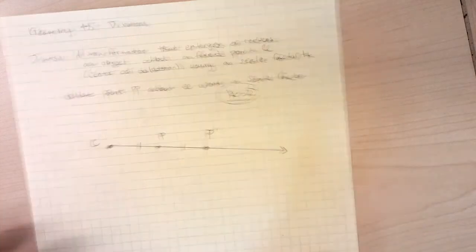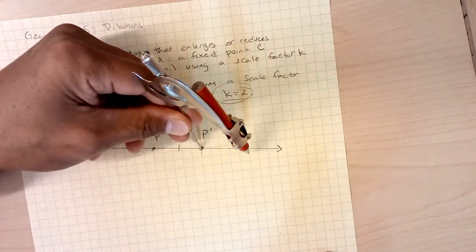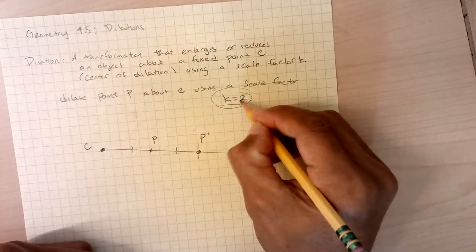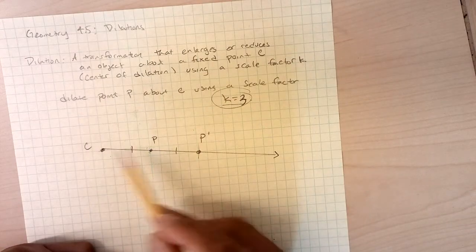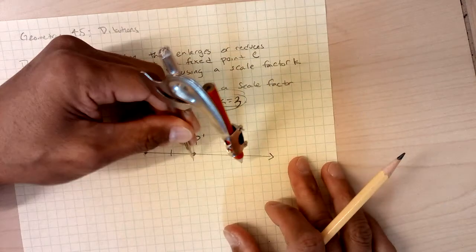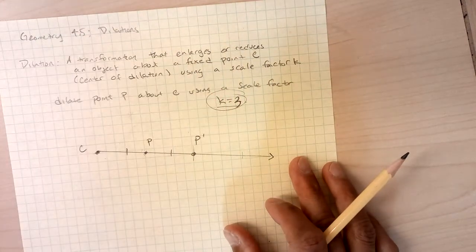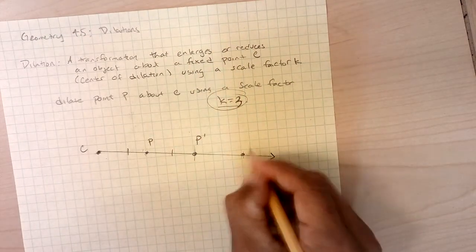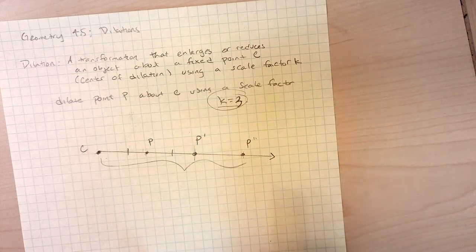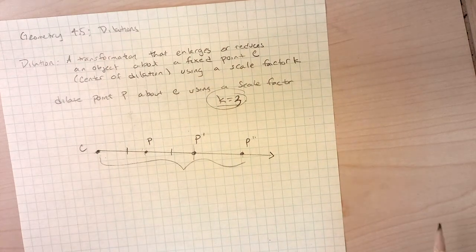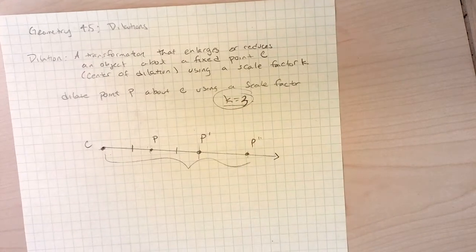If the scale factor were 3, then I just repeat the process again. And let's just say I change the scale factor to 3. I still have my original pre-image point P, original center of dilation, and then P double prime would be right here. Okay, the length of CP double prime would be 3 times the length of CP. Okay, and then I could repeat the process if the scale factor were 4 or whatnot.